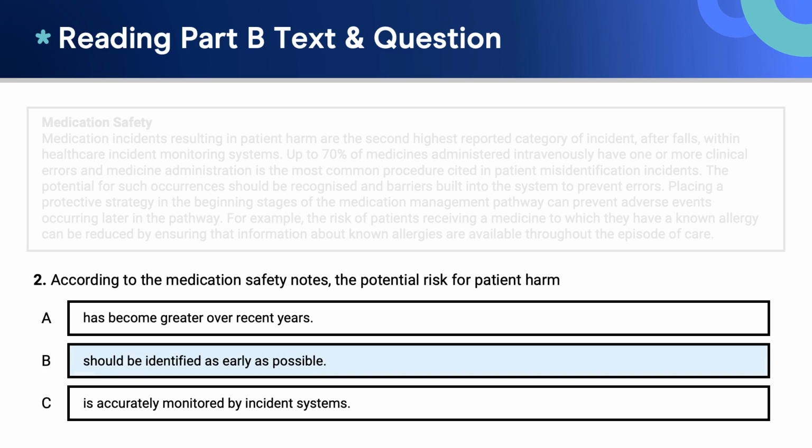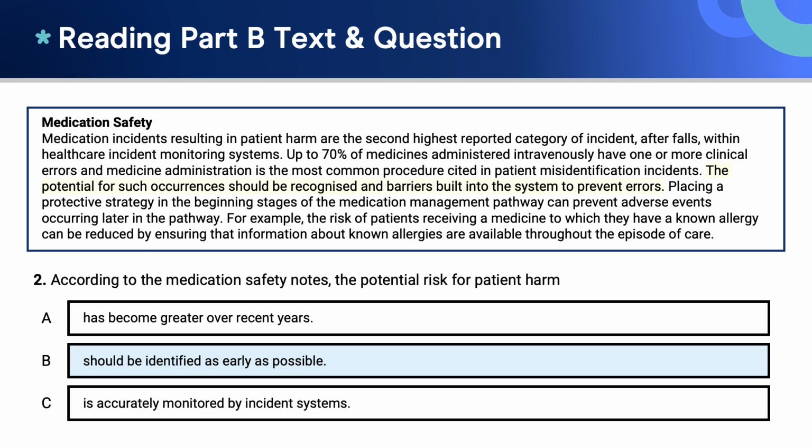Answer option B. According to the medication safety notes, the potential risk for patient harm should be identified as early as possible. Okay, for this one, I'm going to need to go back into the text and confirm that it is in fact correct. I've got an intuition that it's correct. Now I want to confirm it. Okay, so look at this sentence here. The potential for such occurrences should be recognized and barriers built into the system to prevent errors.